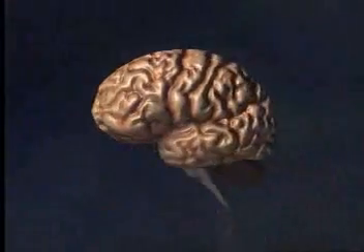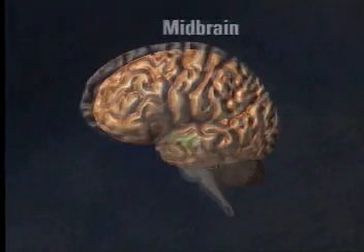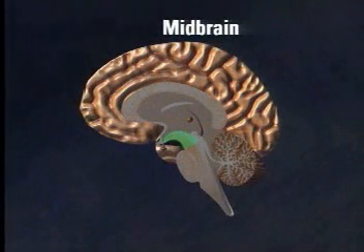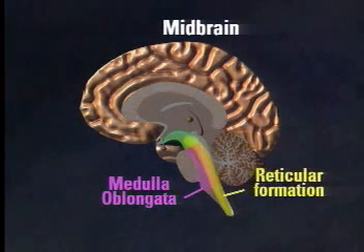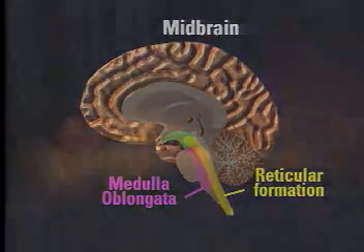The upper portion of the brainstem is the midbrain. It receives and integrates sensory information from the medulla oblongata, sending to specific regions of the forebrain. The reticular formation of the midbrain is also a vital center. It stimulates wakefulness during emergencies by activating the cortex.